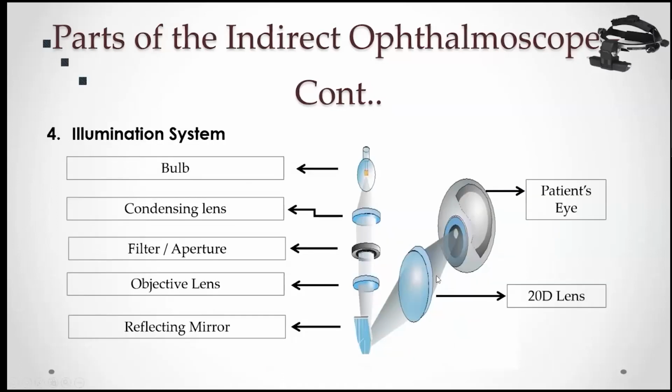Next, the illumination system. The illumination system has a bulb, condensing lens, and filter and aperture. The bulb always gives scattered light, so the condensing lens makes it a parallel beam of light. Then the aperture gives the shape to the light, and the filter gives additional colors. If you want blue or green color, the filters give you that. And the objective lens focuses that light to the mirror. The 45-degree mirror reflects the light to the patient. To use this equipment, we may need 20 diopter lenses.